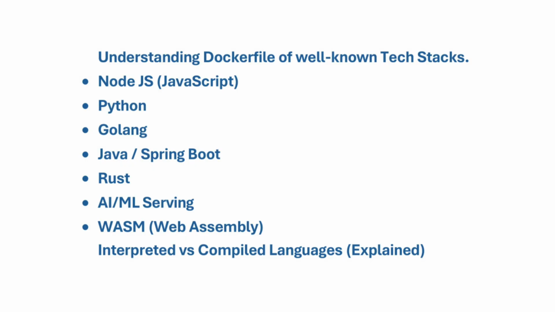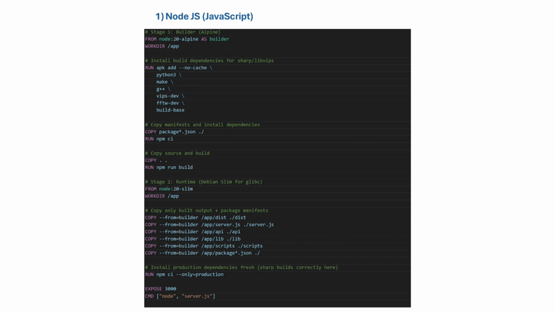Also, we will understand what is interpreted versus compiled language. We will compare Node.js, JavaScript, Dockerfile with all these other well-known languages and tech stacks so we can have understanding of the Dockerfile concept. First is Node.js or JavaScript.